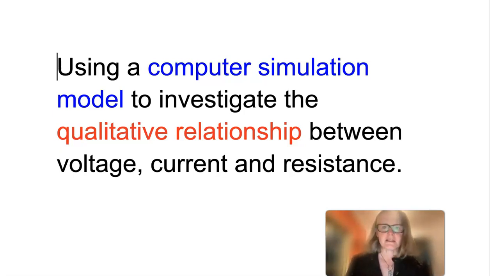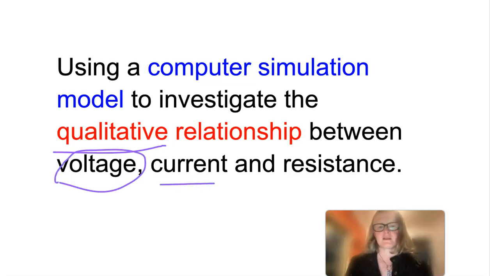And a qualitative relationship. Now that's all about descriptions, the quality of the relationship. So we're not talking numbers, that would be quantitative. All we're talking about here is if I change voltage, what happens to these? Just in a descriptive way. So if voltage goes up, what happens to current and resistance? So we're going to investigate that kind of descriptive relationship using a model.